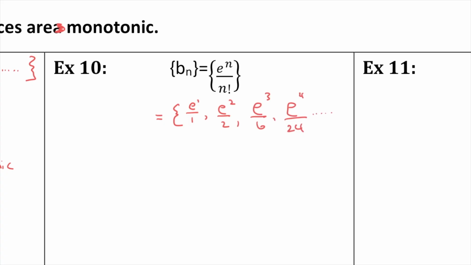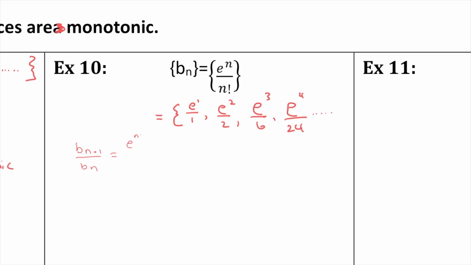So it looks as if these values are decreasing, but I'm still not certain. What if we were to do a little bit of division? b sub n plus 1 divided by b sub n. If we think about that ratio, if we take the next term divided by the term before it, what's going to happen? If we're always decreasing, we should get a number that is less than 1. So let's see what happens.